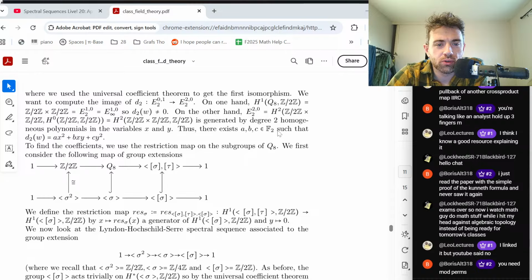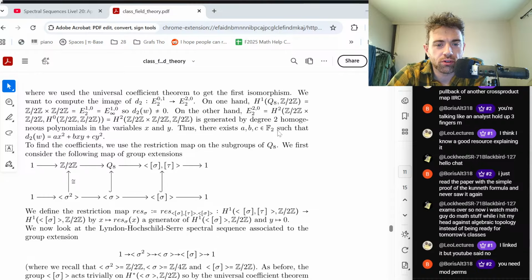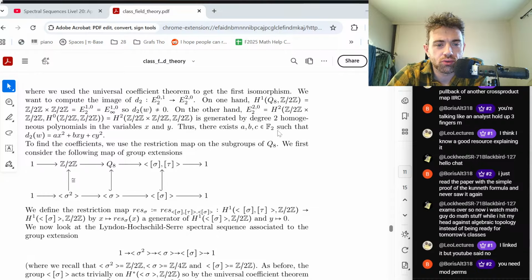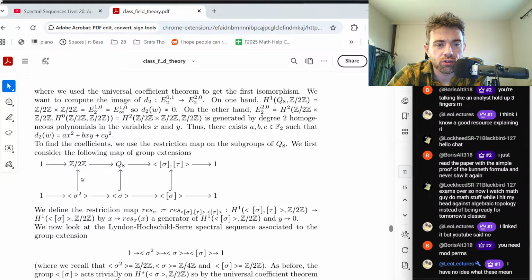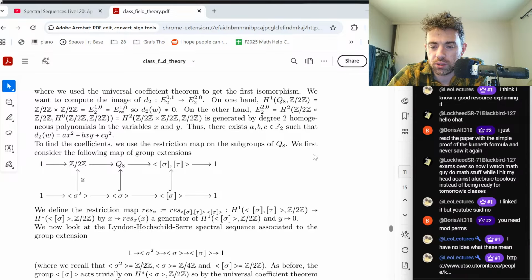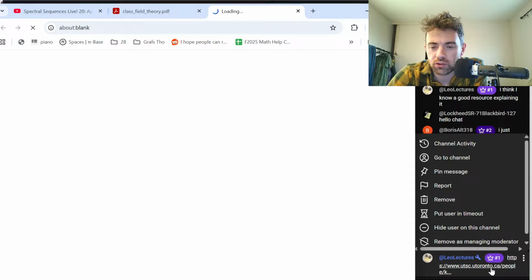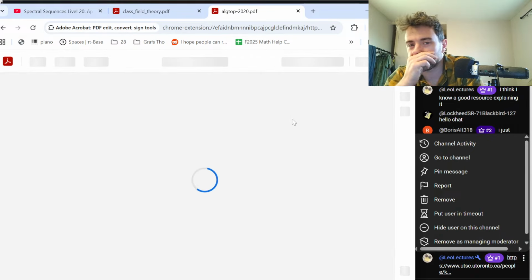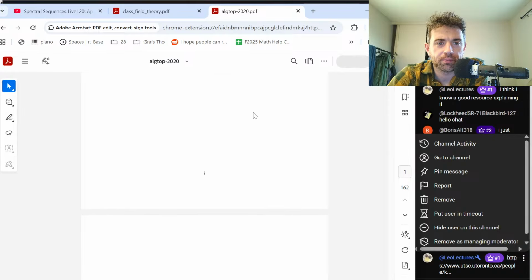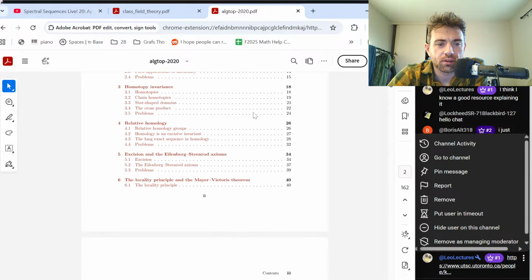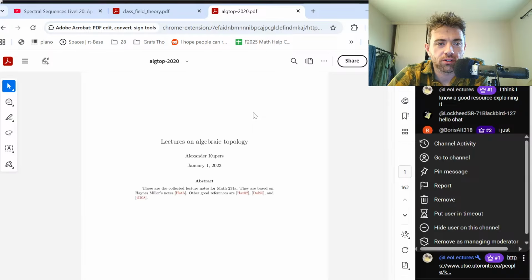Where we use the universal coefficient theorem. Right. Okay, we were just diving into some of these. You have no idea what these mean? Nice. It worked. Okay. Well, I will take a look at this later.